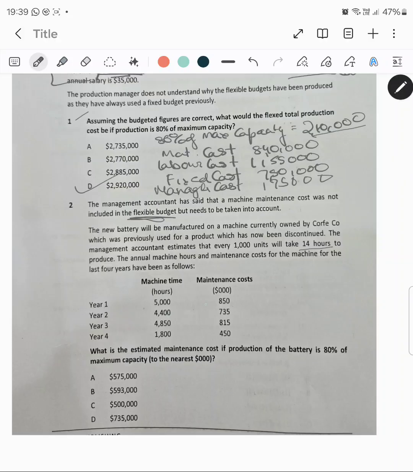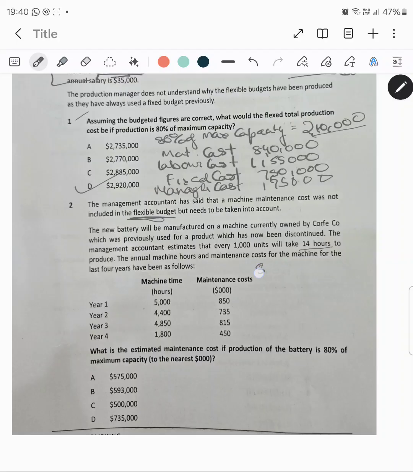But our maintenance cost is dependent on the machine time, right? So the annual machine hours and the maintenance cost for the last 4 years have been given. So I feel that the maintenance cost is somewhat semi variable. For calculation of the total cost, I will have to include the variable cost, the fixed cost, the semi variable cost, right? So for that, what will I follow? The high-low method.